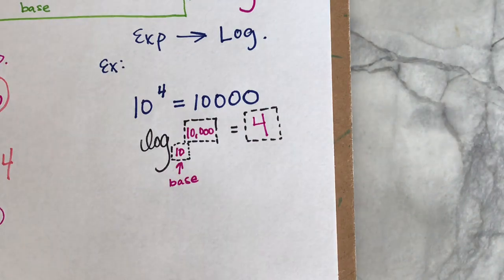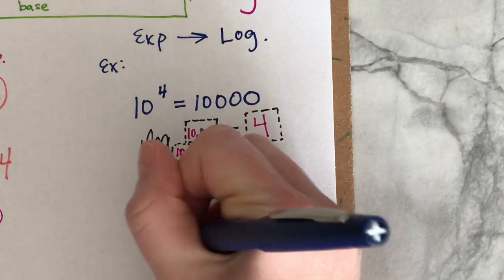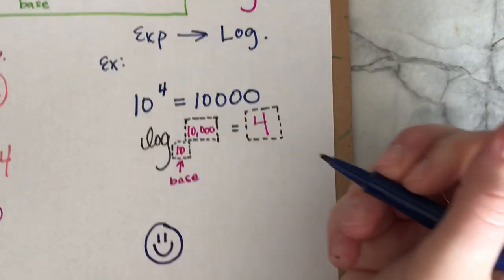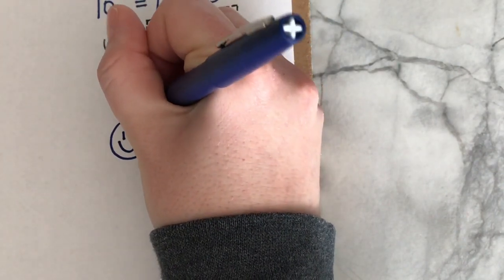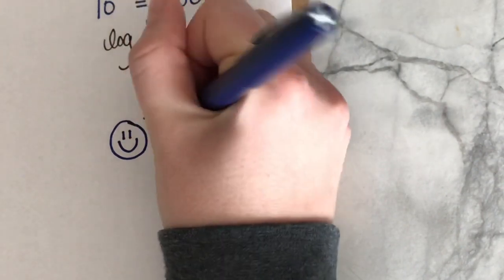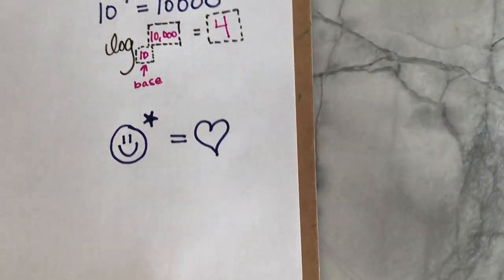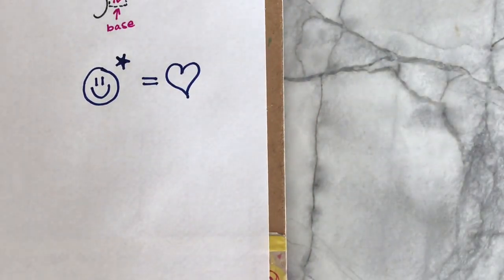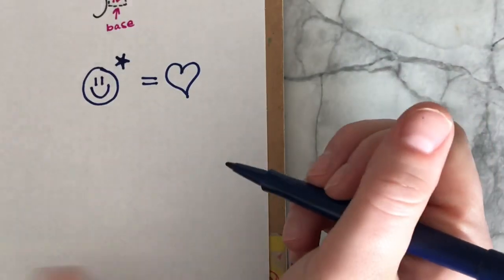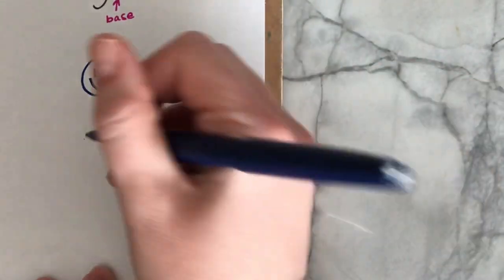So if I gave you a smiley face raised to a star equals a heart. Let's end on a happy note today. So a smiley face raised to a star equals a heart. Like Mrs. Dempsey, those are not numbers, those are not variables. But yes, they are. They're just ones that make us smile.